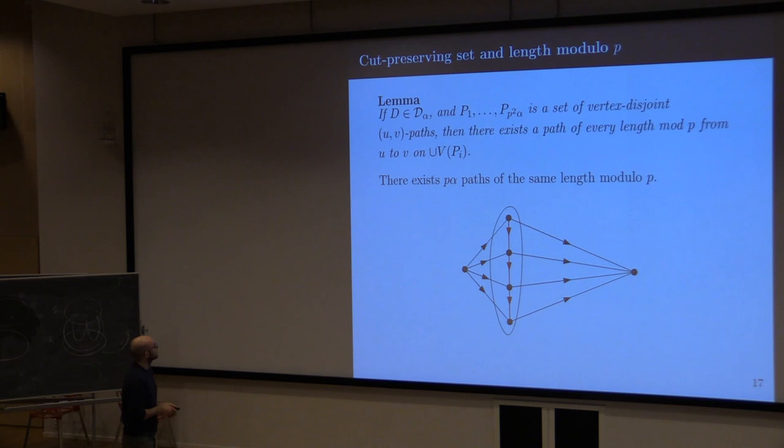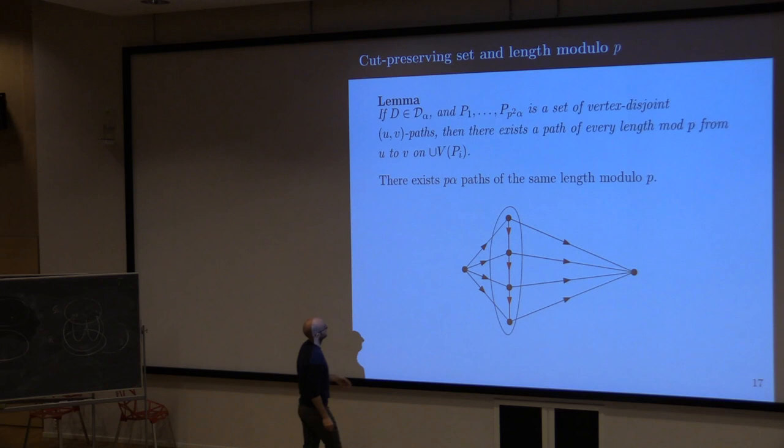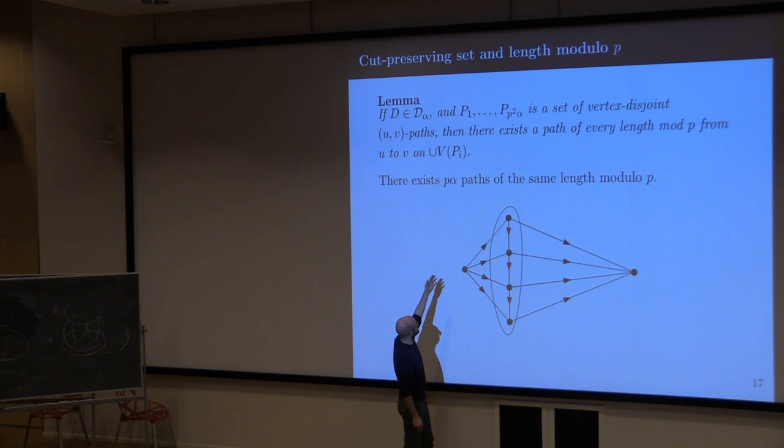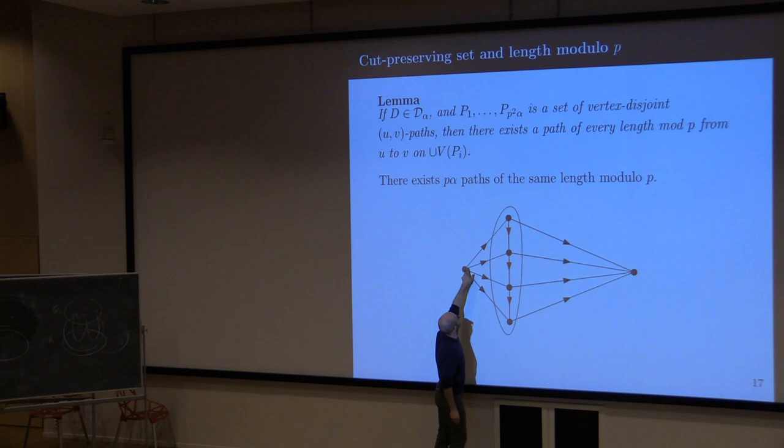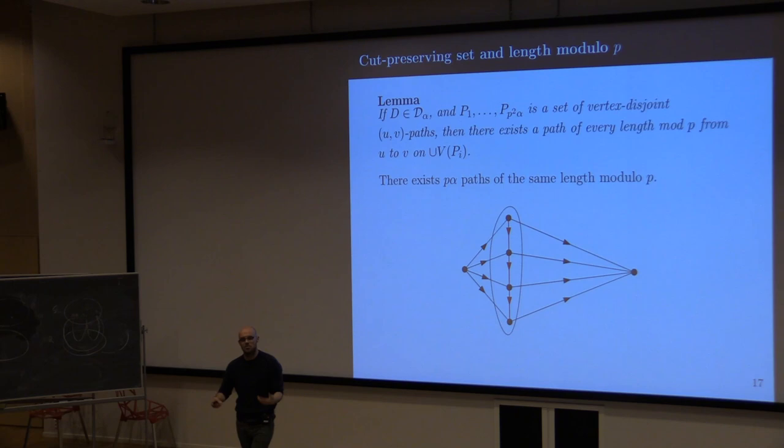So first you apply pigeonhole and say, okay, I can have p alpha paths of the same length modulo p. So this is why you have p squared. And now if I look at the first vertices on these paths, they form a set of size p alpha, right? So here we apply the Gallai-Roy theorem, and then I can find a path of length p here. And so all of these paths have the same length modulo p, let's say 0. So now if I want to find a path of length 0, I just do this. If I want a path of length 1, I just go here, go down here, and then go here. And if I want a path of length 2, I just go there, etc. So I can use these paths to find a path of any length modulo p inside this set of vertices, right? All right.